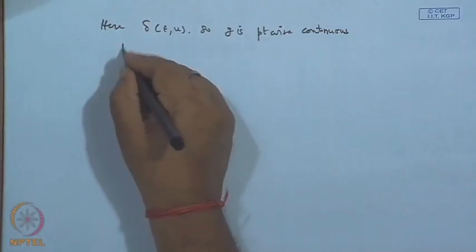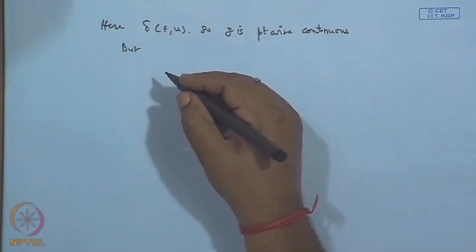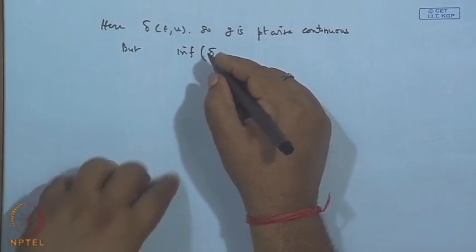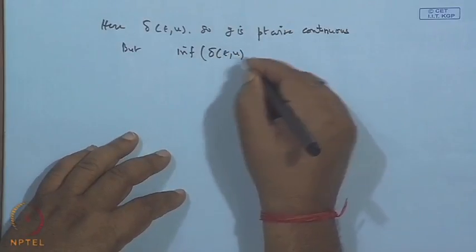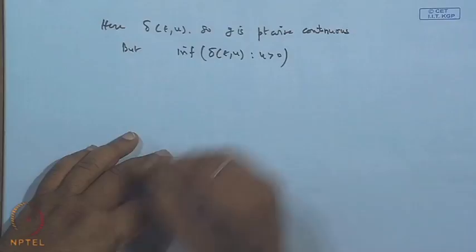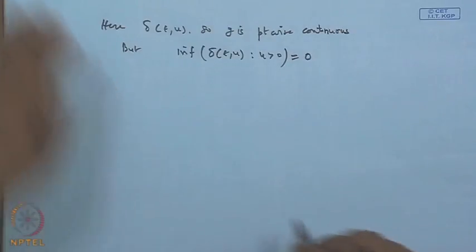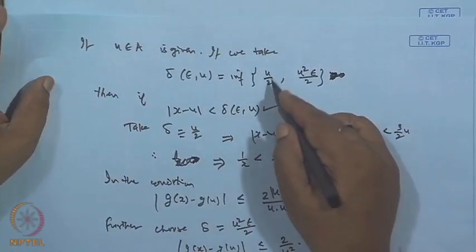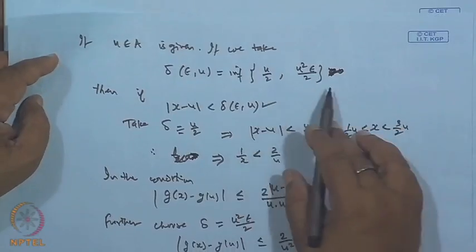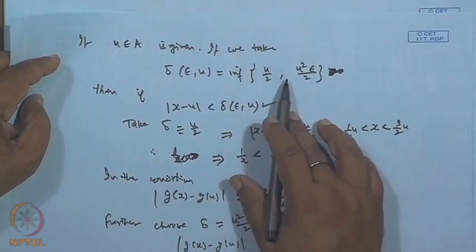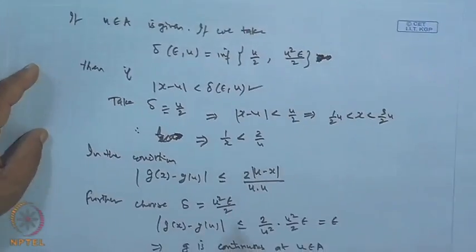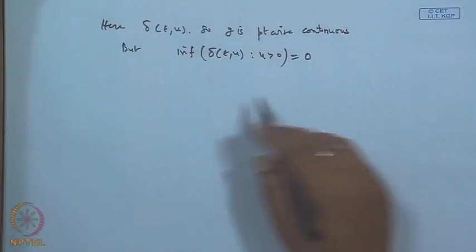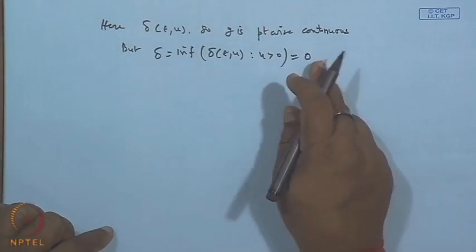Pointwise continuous, but what is the infimum of all such deltas, which depend on epsilon and u, where u is greater than 0? The infimum value of this comes out to be 0. Why? Because each delta here is nothing but either u by 2 or u squared by 2. Since u is greater than 0, each delta is greater than 0, but when you take the infimum of this delta over u, this infimum will come out to be 0. So, we are not getting a delta which is greater than 0.